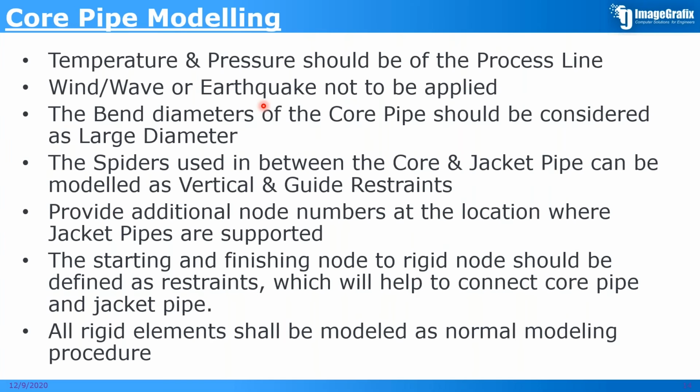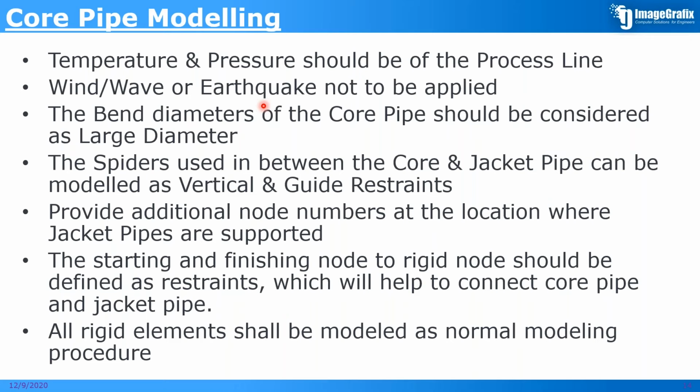So what are the input details which need to be considered during my core pipe modeling? The primary thing: the temperature and pressure in my core piping should be equal to the process line temperature details. It could be a design temperature or operating temperature, pressure, everything based on your requirements. Wind, wave or earthquake need not be applied on your core piping model. It can be taken onto your jacket piping model straight away.